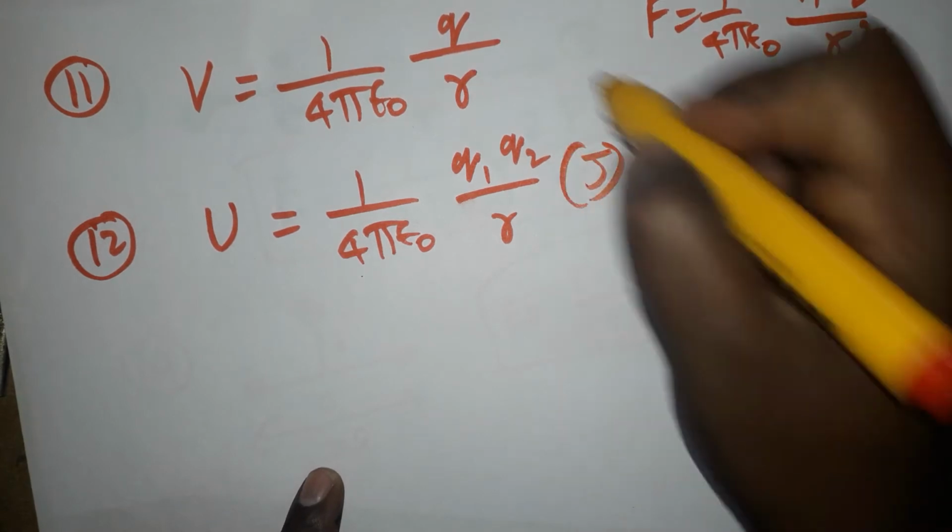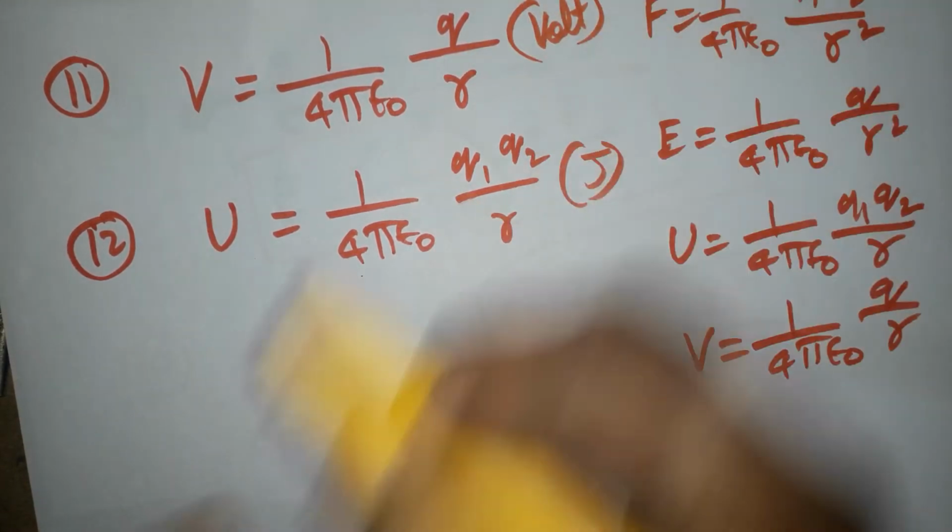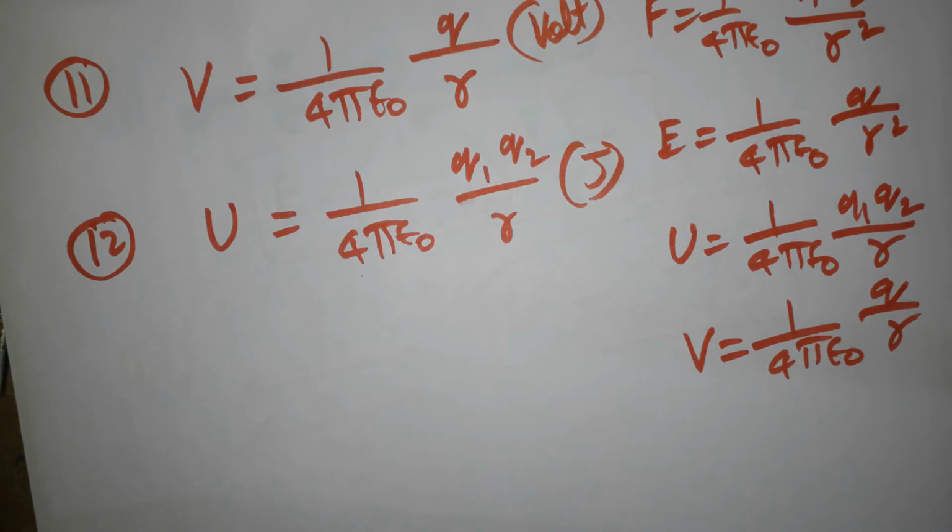This unit will be joules. This unit will be volt. Understand the difference between these two formulas. U is the symbol of energy. V is the symbol of voltage.